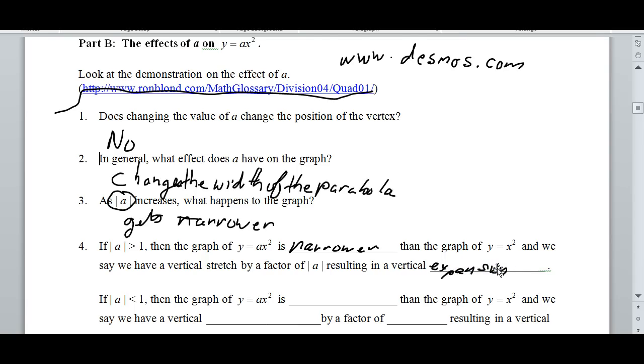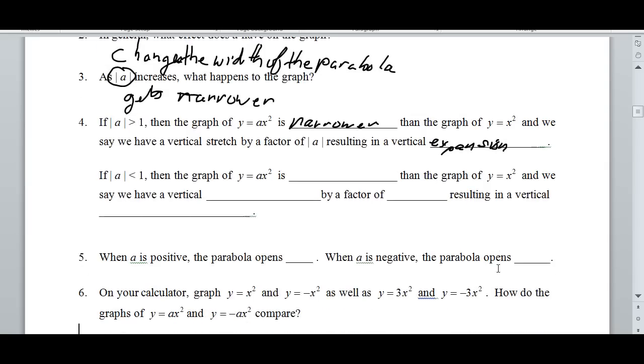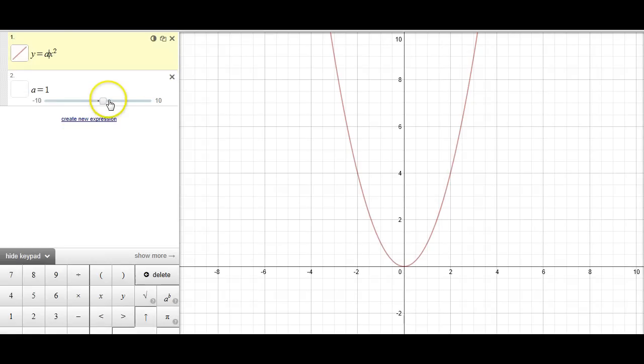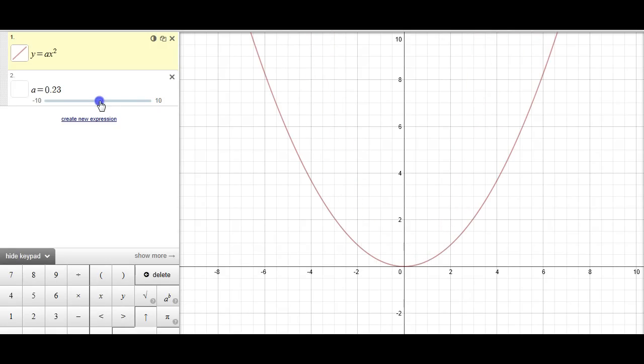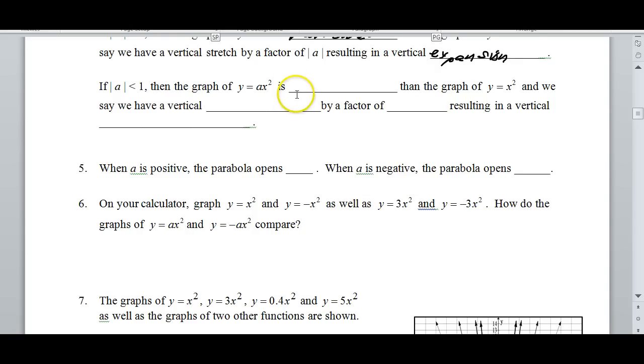If the absolute value of a is less than 1, so between 0 and 1, let's pause for a second, we'll go back to Desmos. So I've taken the value of a back to 1, we're back with our regular y equals x squared, the starting position. As I lower the value of a, you notice that the graph gets wider. And if a goes negative, then the graph reflects over the x-axis.